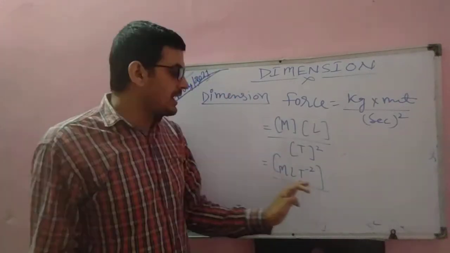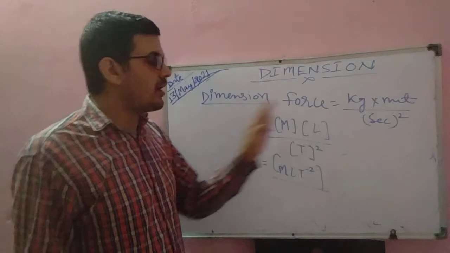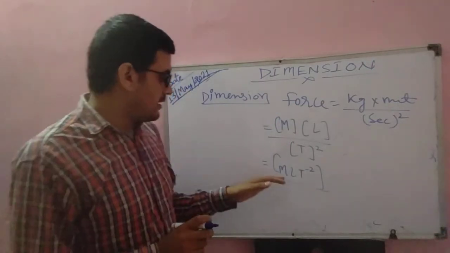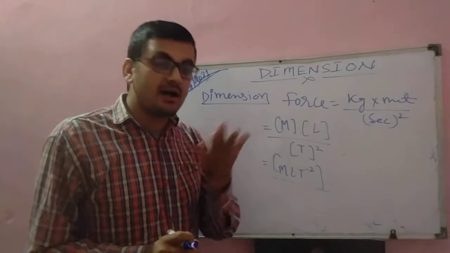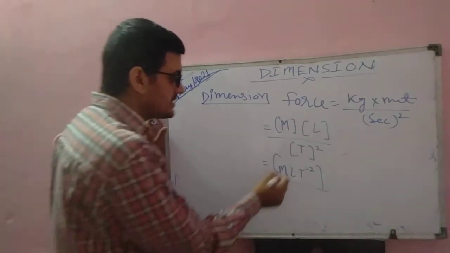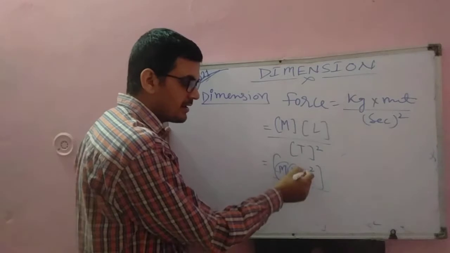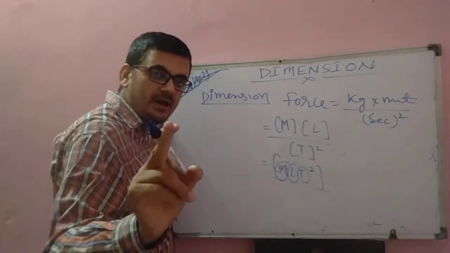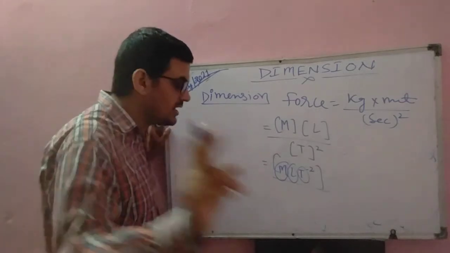So MLT minus 2 is the dimension of force. I am dictating its definition again in another term. These are, beta, what is M? Kilogram, meter, second. These are the powers of fundamental physical unit.